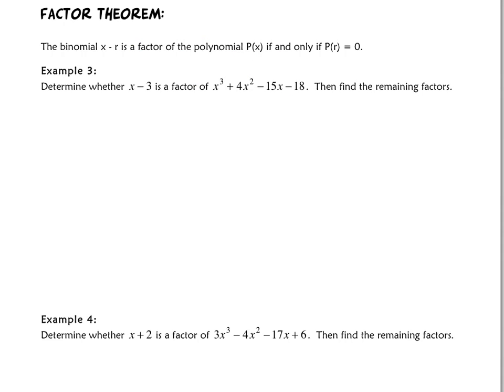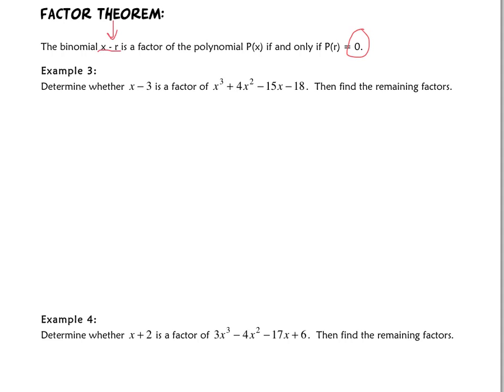Okay, the second part of today's lesson is the factor theorem, and this theorem says that if you have a binomial, x minus r, it is a factor of your polynomial if and only if p of r is 0. So when you plug r into p of x, notice here we have minus r, if we plug in r, we'll get 0. So let's do an example.